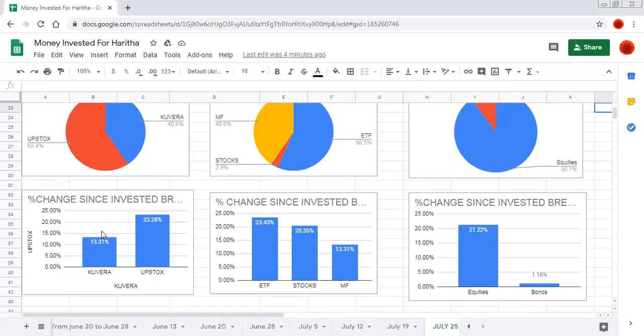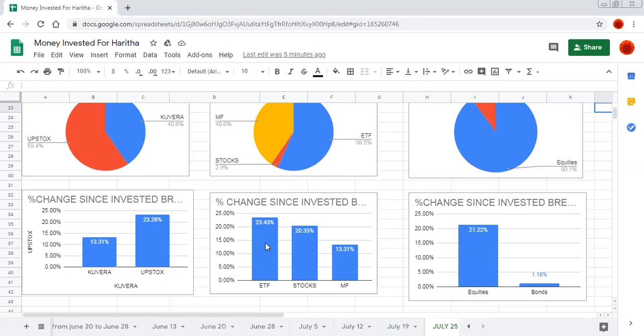Now come to the bar graphs. In this, I invested 5 lakhs, so we all know this is a 5 lakh investment. By seeing this bar graph, I got the highest profit in Upstocks, that is 23.28%, and the second highest profit in Kuvera, that is 13.31%. This bar graph is about the mobile apps.